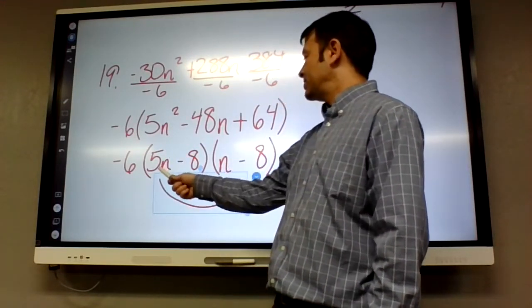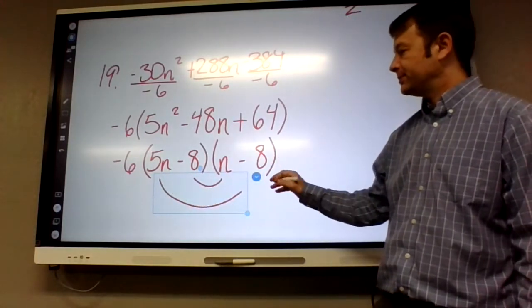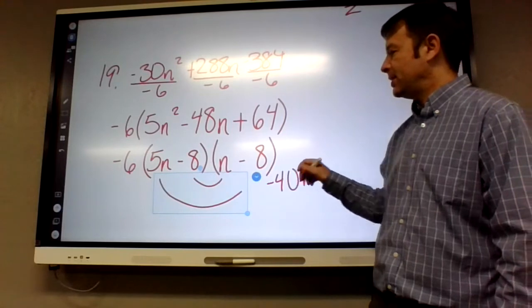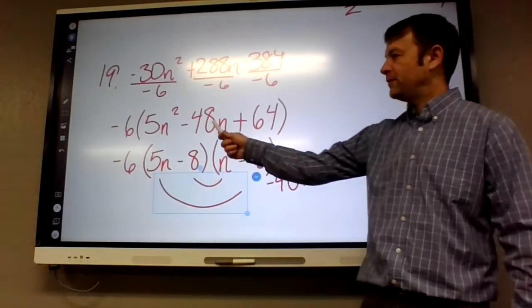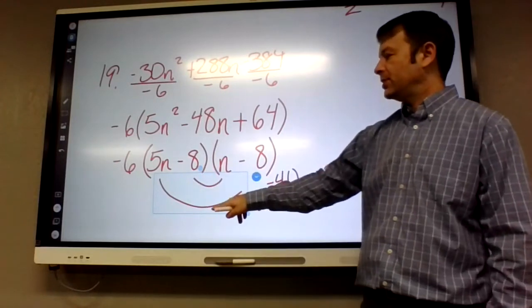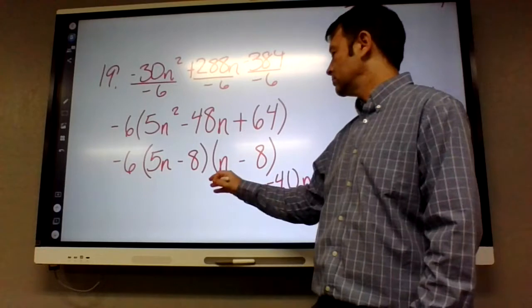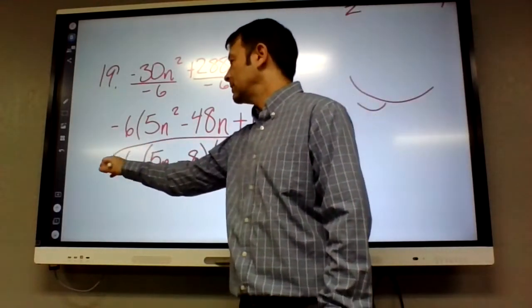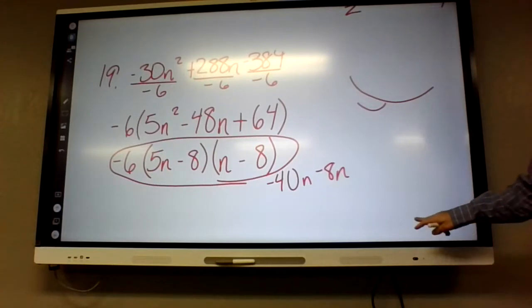Okay, what's the outside? Negative 40. What's the inside? Negative 8. What's negative 40 minus 8? Negative 48. So we got it on the first try. That's crazy. There's actually a lot of things that go into 64, so that could have been ugly.